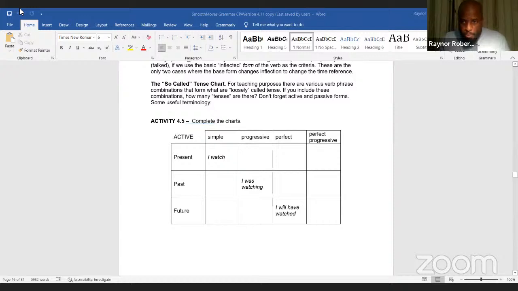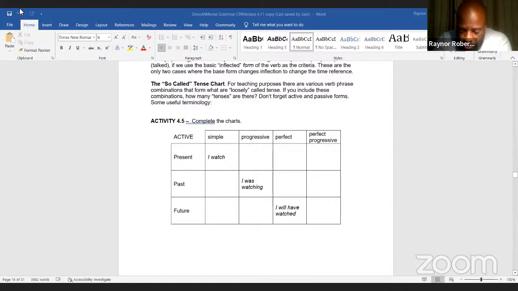So we already did the perfect progressive. You said what? I have been watching. All right, what about past tense? I watched. And then progressive, I was watching. And then perfect would be? The present perfect was I have watched. Right. So the past perfect would be what? I had watched.